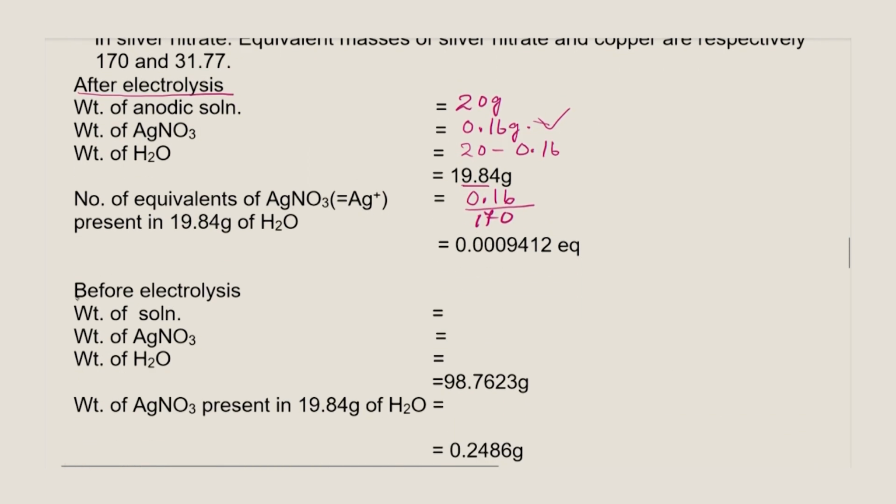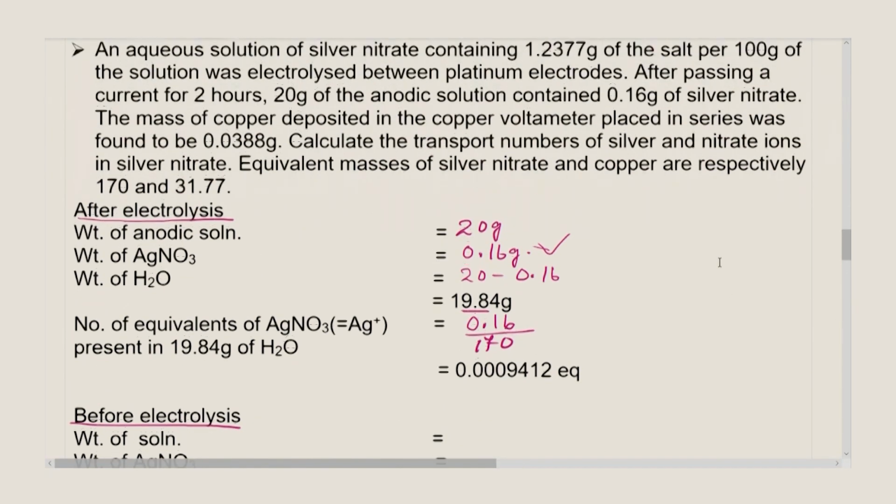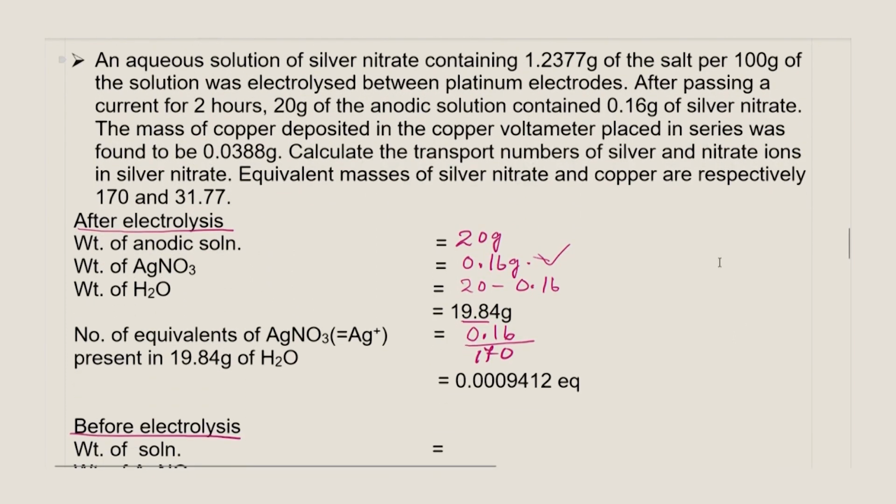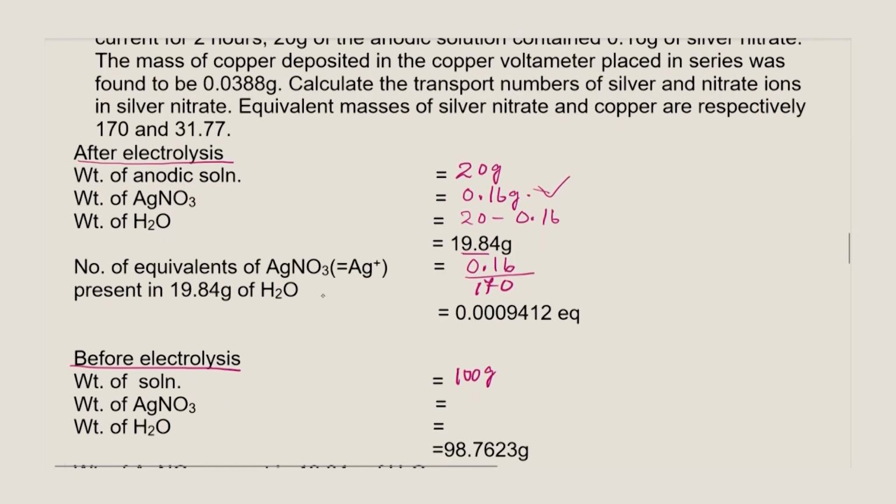Next, we are going for the before electrolysis part. Before electrolysis, we have to be very careful, because we have the mass of solution to be 100 gram, and it contained silver nitrate 1.237 gram.